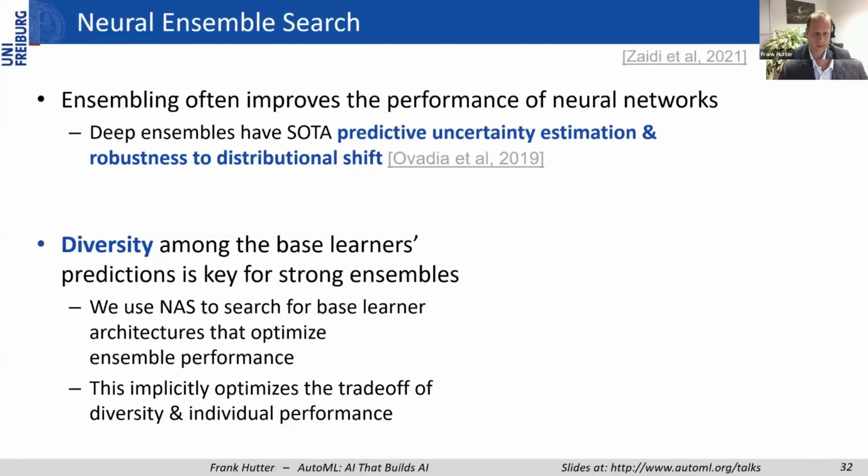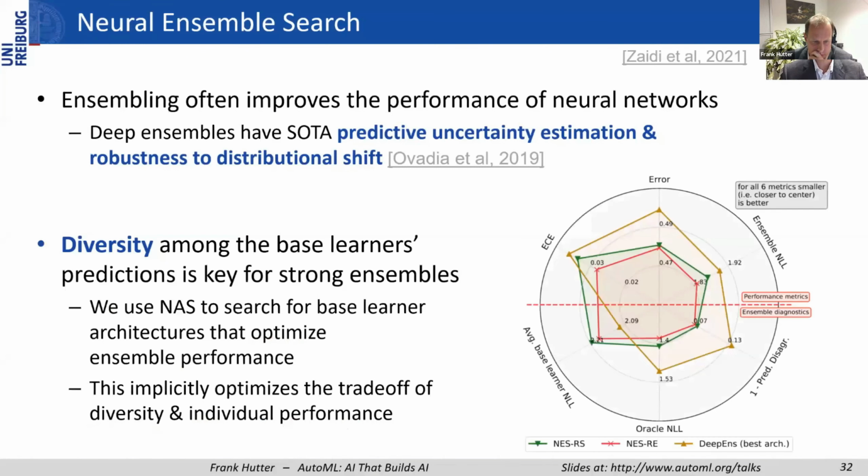And so by optimizing ensemble performance, we implicitly optimize the trade-off between diversity on the one hand and the individual performance of the base learners on the other hand. And here is the result in a nutshell. So there's 6 different metrics here. There's the ensemble negative log likelihood, the error, and the expected calibration error. And all of these 3 different performance metrics are actually better for these neural ensembles than for the deep ensembles.